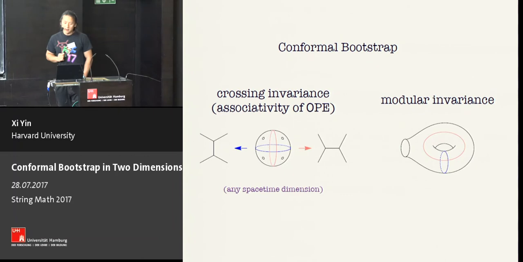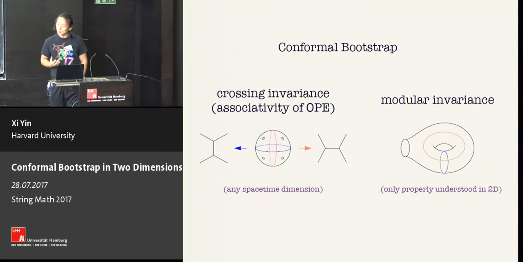Now, the associativity of the OPE is a property we'd like to demand of a conformal field theory in any space-time dimension, which is what's often done. Modular invariance, the way I phrased it, is only understood in 2D. It will be very interesting to figure out what the analog of this in higher dimension is, but so far the proper analog is not understood in higher than 2 dimensions.